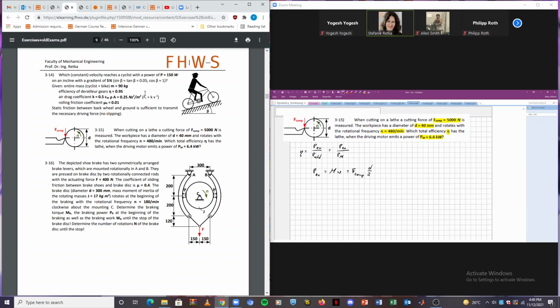And the angular velocity, just stated the equation in the script, is equal to 2 pi n. Now the 2 cancels with the 1/2, which results in F component times D times pi times n.